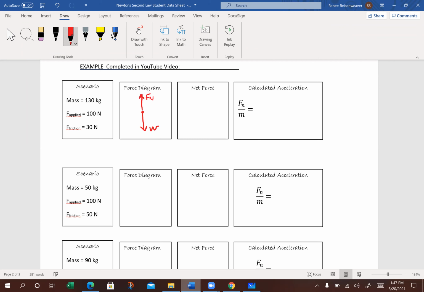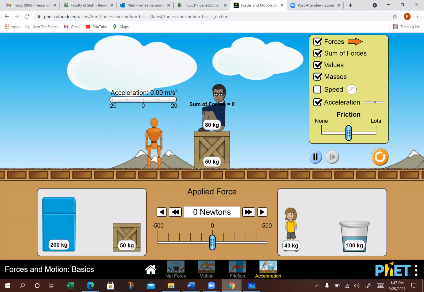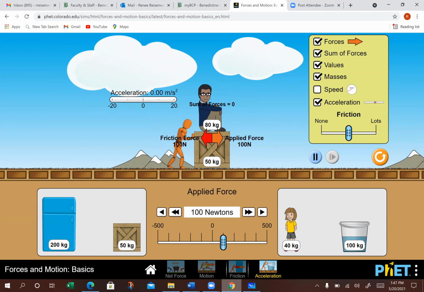If then, when I go back to the simulation, I apply a force of 100 newtons with a frictional force in the opposite direction of 30. Here's my applied force, and as I hit this, it'll give me different values of the applied force. If I want it to be exactly 100, I think you can just dial that up, 50, 100 newtons, there we go. And then our frictional force: my applied force is shown on the right, frictional force on the left. We're going to dial that back and try to get it to be about 30.